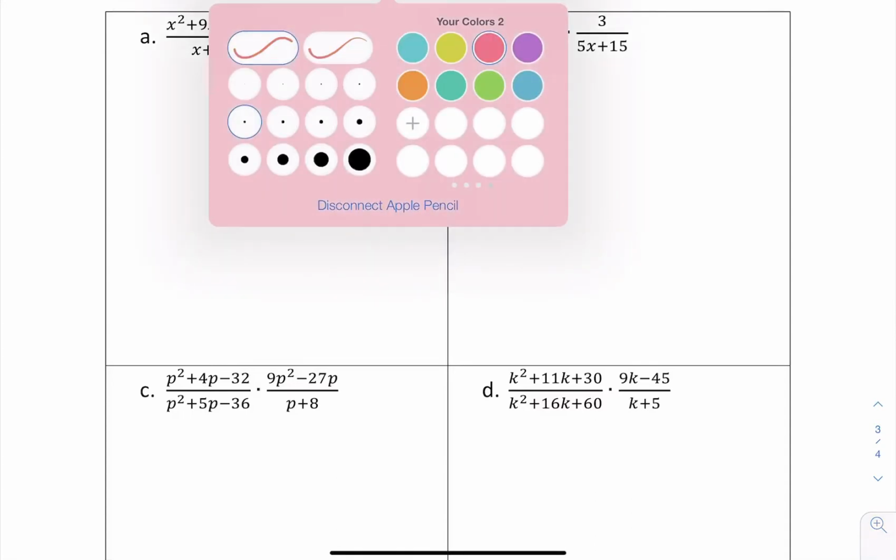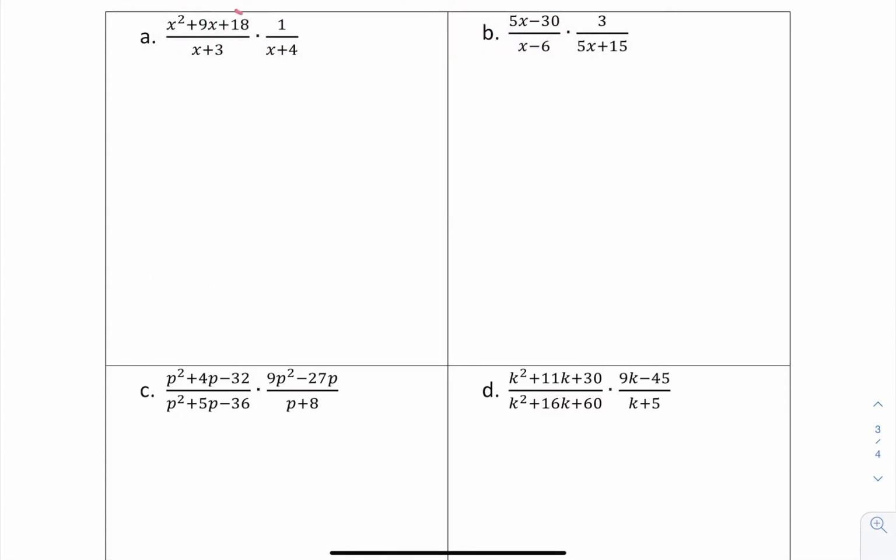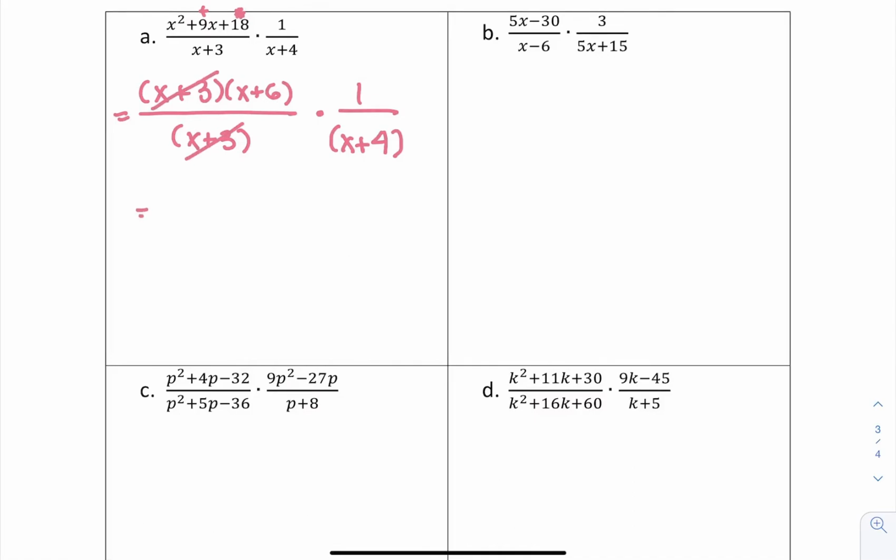So the first thing we're always going to do is factor. What multiplies to 18 and adds to 9? That will be x plus 9. Oop, nope. That will be x plus 3 and x plus 6. In the denominator, I have x plus 3, and then I have 1 over x plus 4. Let's cancel and then multiply. So x plus 3 can cancel with x plus 3, and I'm left with x plus 6 over x plus 4.